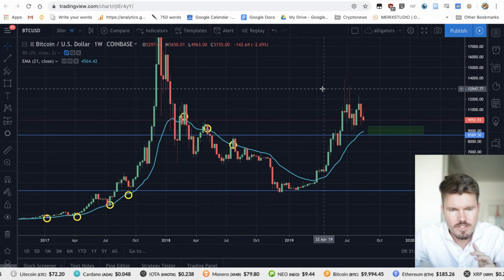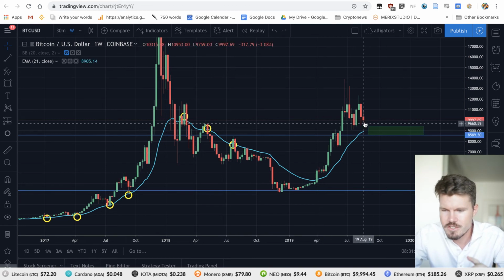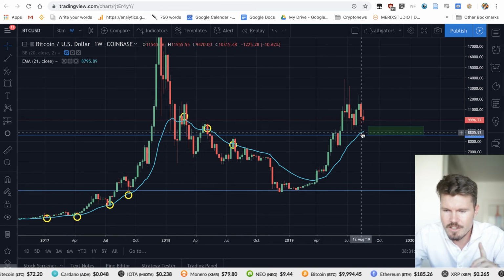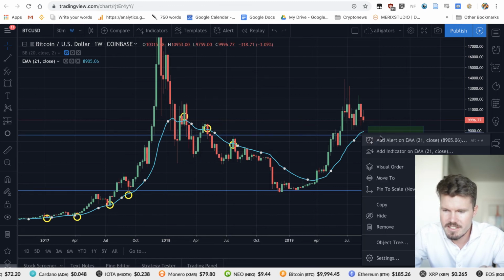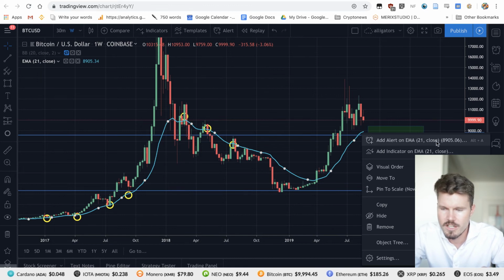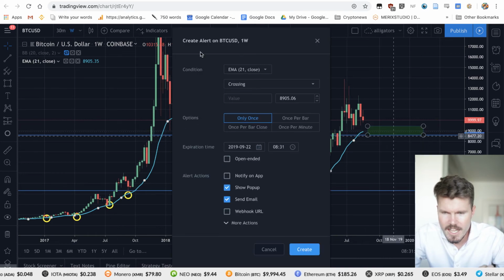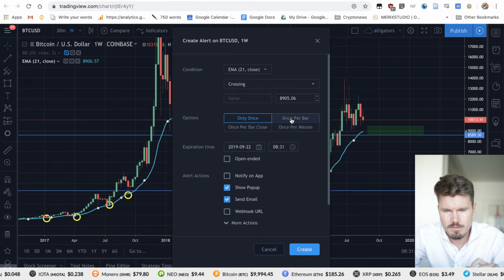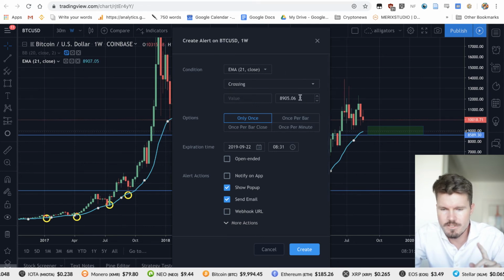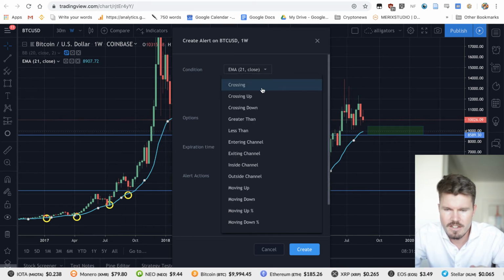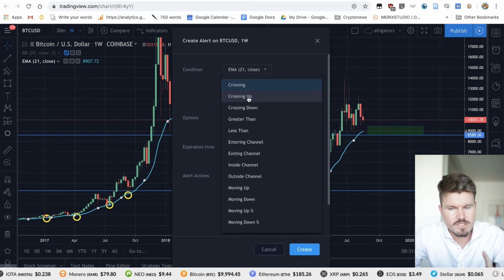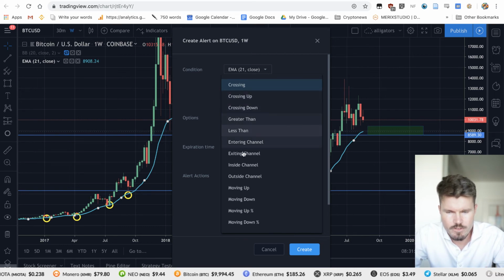Now, the thing is, what you can do now is you can create an alert. So click on the exponential moving average and double click on it. And here you can select add alert on exponential moving average, 21 close at 8,900. Now what you can do is you click on this and you get a panel where you can customize your alert. And what you can do is instead of choosing a price, you can say, for example, crossing up, crossing down, greater than, entering channel, and so on.